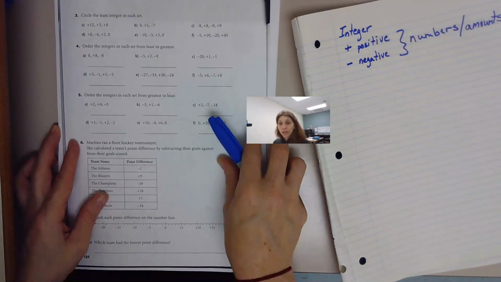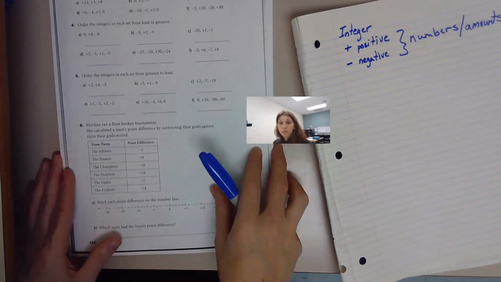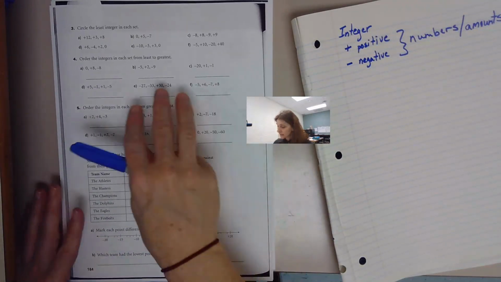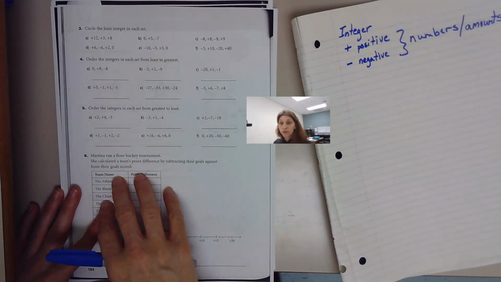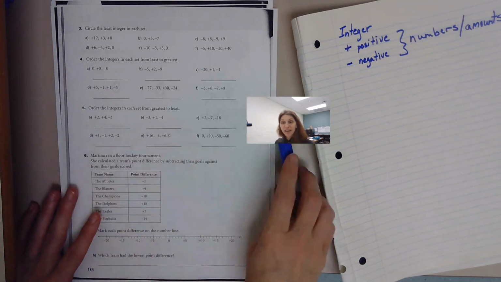Okay, we're going to continue on page 184 in my next video. This is just taking a look at multiple integers and figuring out, comparing them, putting them in order, figuring out which one is the greatest, which one is the least. Okay guys, take care.